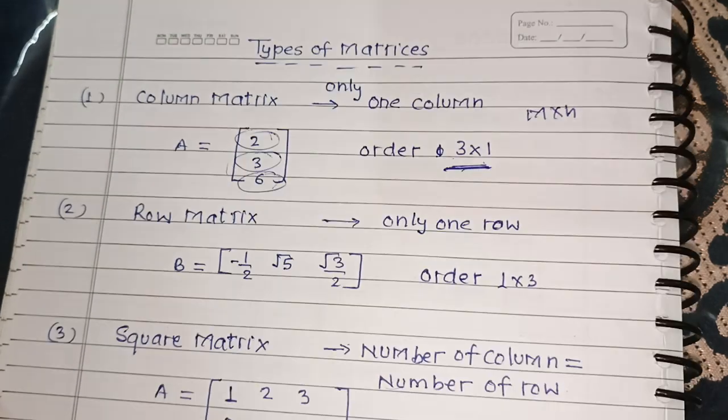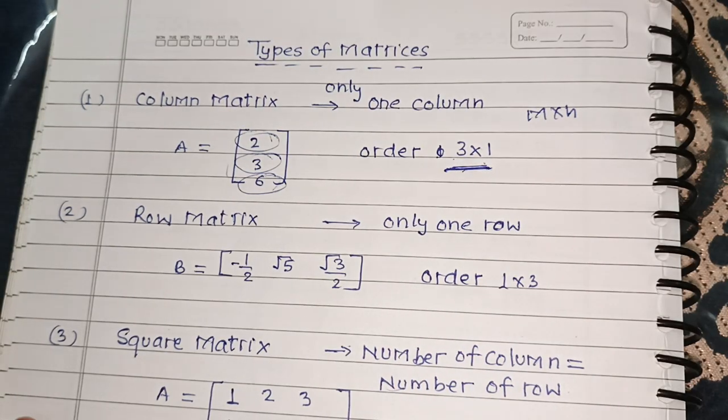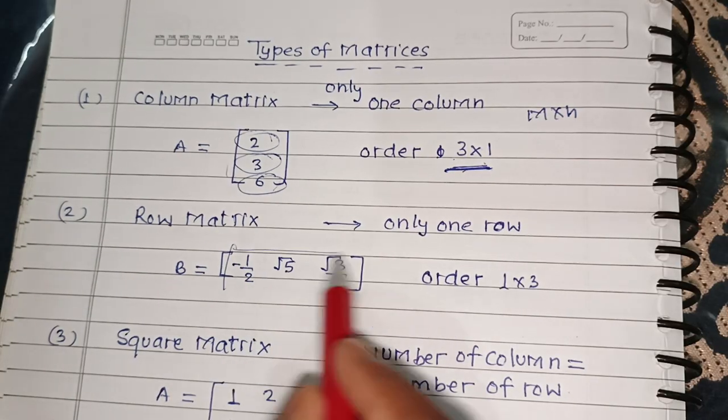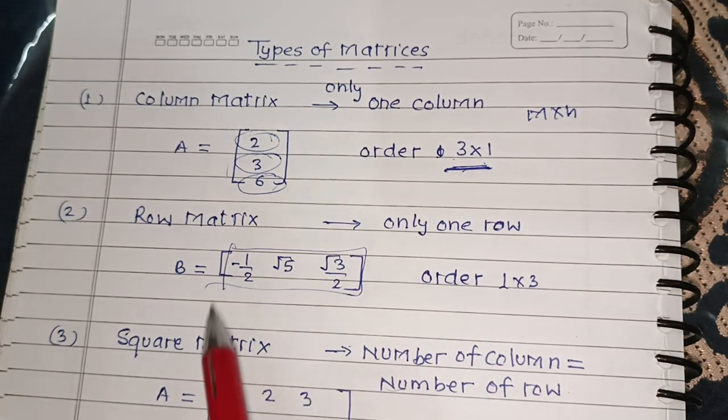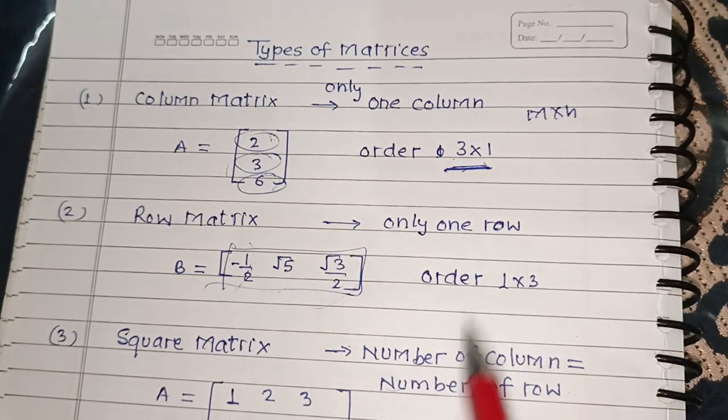Okay, now row matrix, it has only one row. You can see this is only one row and there are 3 columns, first, second and third, so we can write this as 1 into 3.